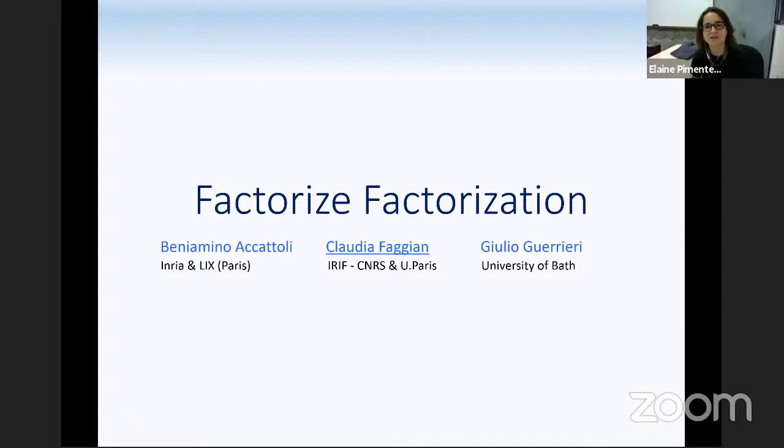So, let's start the next talk. It's a real pleasure to introduce you Claudia Faggian, and she's going to talk about Factorization. It's a very nice title. Thank you, Elena, and thank you to the organizers.